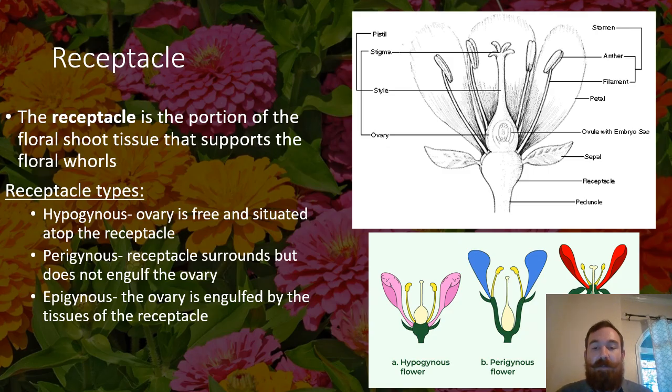And if we think about the female part of the flower being the pistils, we can see that the hypogynous receptacle is below the female reproductive parts of the flower. A perigynous receptacle is one that wraps around the ovary but does not engulf it. An epigynous, epi meaning on top of, gyne meaning woman or female, epigynous is a receptacle which is on top of the ovary. So it wraps all the way around the ovary.